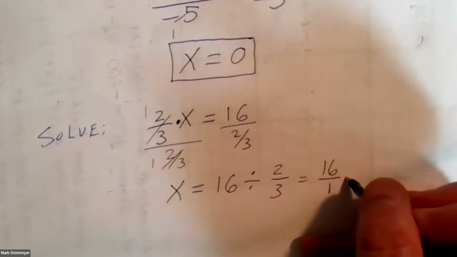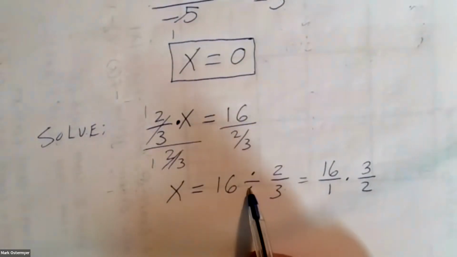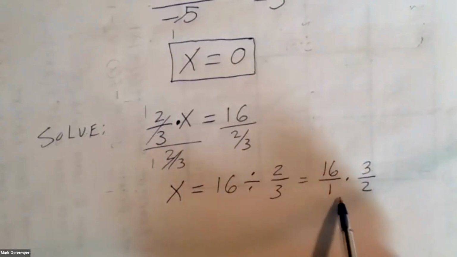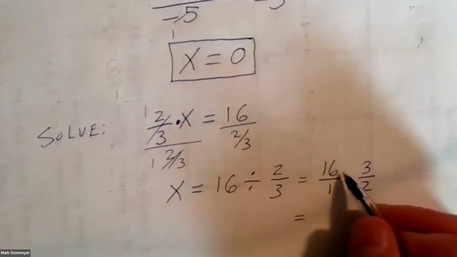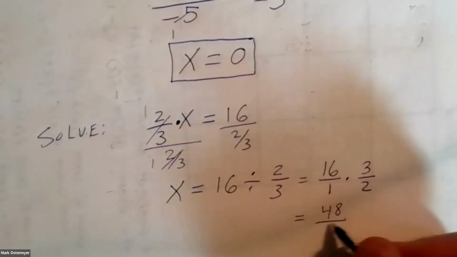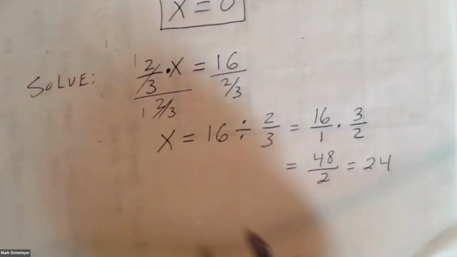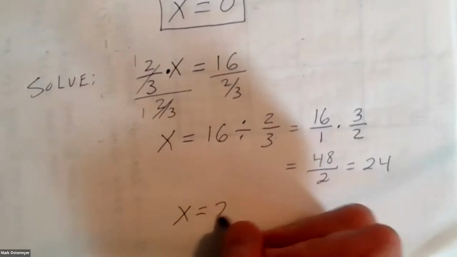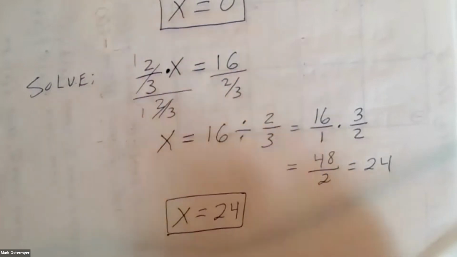That's going to be 16 over 1 times 3/2. Dividing by a fraction involves multiplying by the reciprocal of that fraction. Change division to multiplication, flip the second fraction upside down. Now, if you're not into cross canceling, 16 times 3 is 48. And what's 48 divided by 2? 24 is your solution. And we're done. So we solved that equation for x. We got 24. Everybody understand how we solve for x there? 24. We had to divide both sides by 2/3.